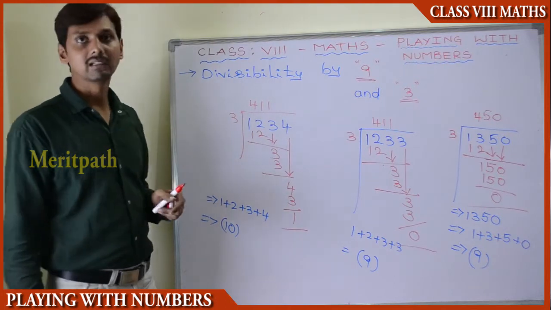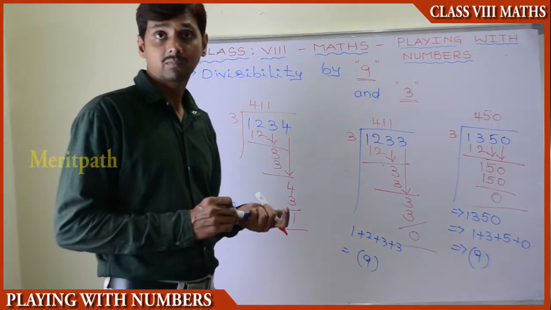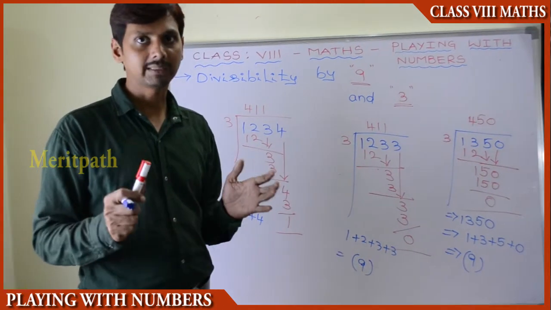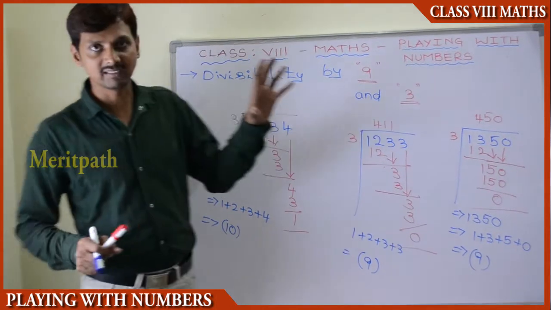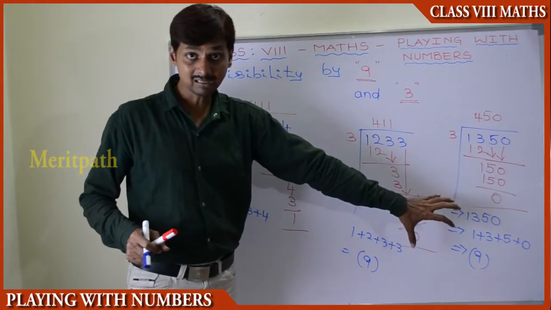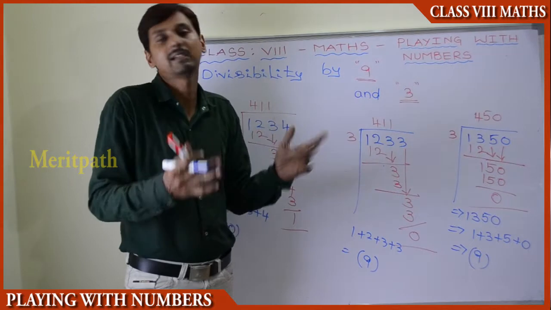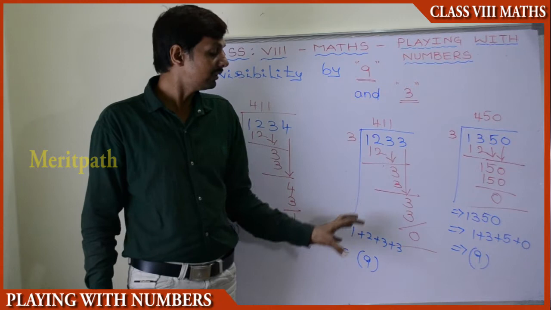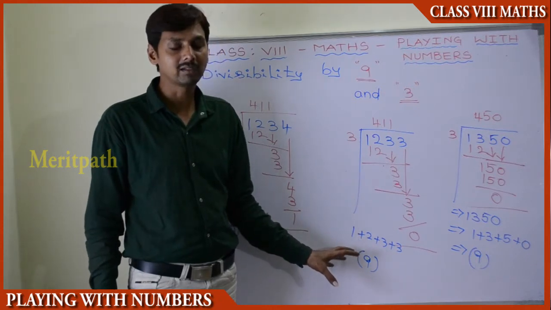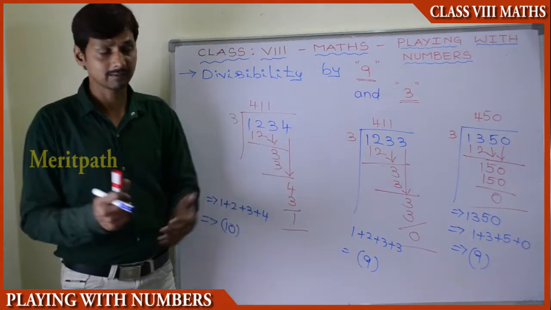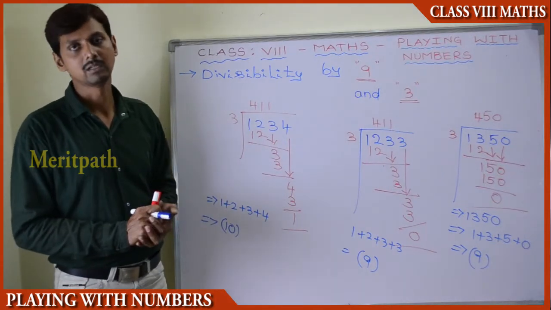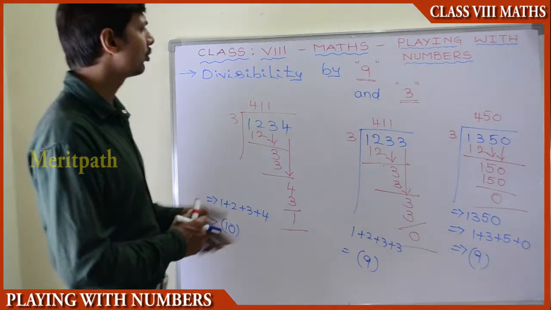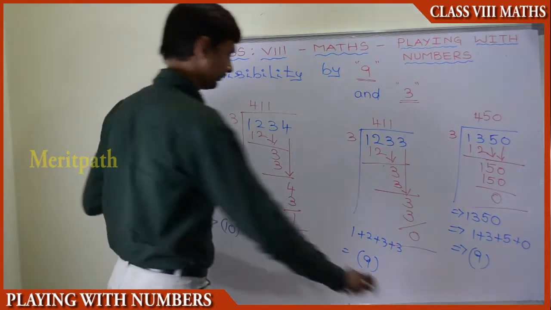So what we understood here is the number is divisible by 3 when we add all the digits of the number and that result is divisible by 3. So the whole number is divisible by 3. Here we added all the digits, we got 9, this 9 is divisible by 3, so this whole number is divisible by 3. So this is the concept of the divisibility property for 3, and let's go for the divisibility property for 9.